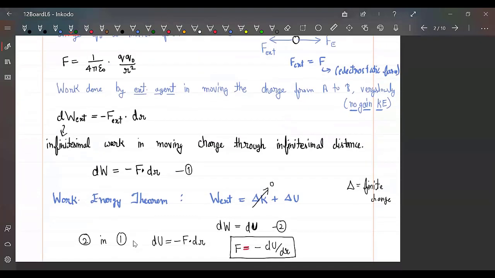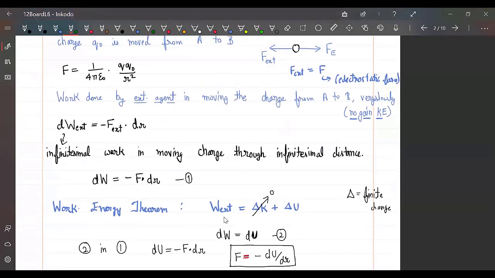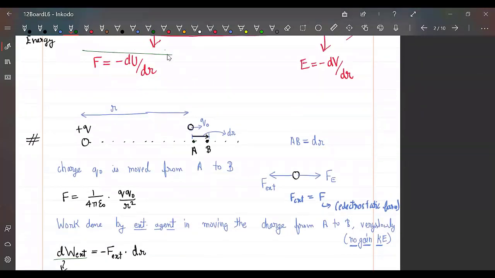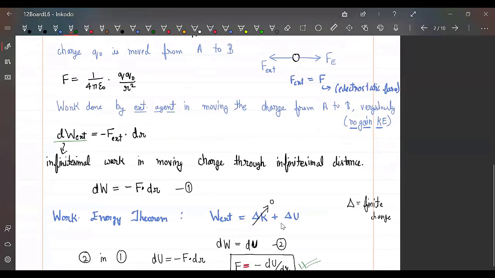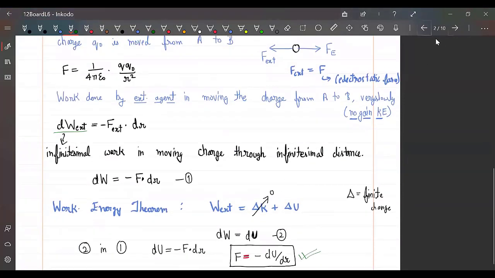We can define work energy theorem for it. So work energy theorem is: external work done is equal to change in kinetic energy plus change in potential energy. So work done by external agent is dW, that was this quantity, and this change in potential energy, that is change in electrostatic potential energy, is dU. So instead of dW external, I can write dU, and that gives us dU is equal to minus F dr, or F is equal to minus dU by dr. So we have derived this relation from work energy theorem and basic Newtonian mechanics.